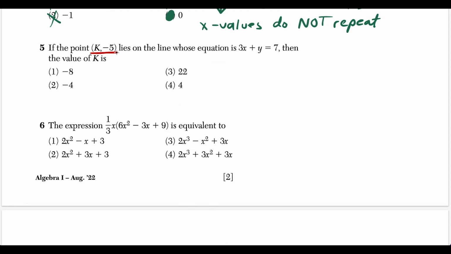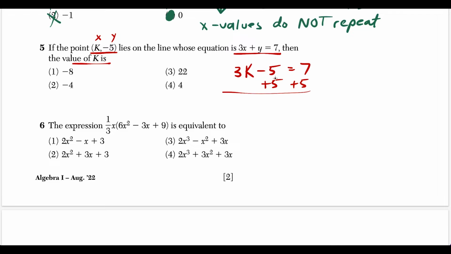Question 5, we have this point, and it's lying on the line whose equation is given by this, and we want to know the value of k. So for this, just know that k corresponds to x, and y is equal to negative 5. So just plug in. We're going to have 3 times x, which is capital K, plus y, which is minus 5. So I can just write 3k minus 5 equals 7. And then now we can just solve this.